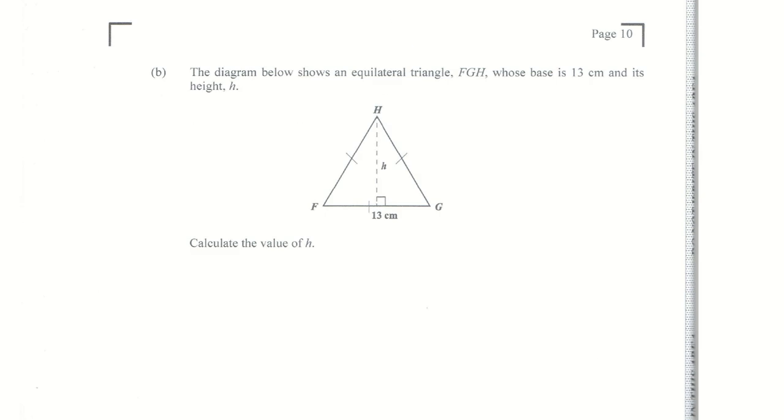This here we immediately see an isosceles triangle, and we also see a right angle triangle. So the diagram below shows an equilateral triangle. No, not an isosceles, equilateral, meaning all sides are equal. FGH, whose base is 13. So this is 13 here, and that is also 13. They want to know the height.